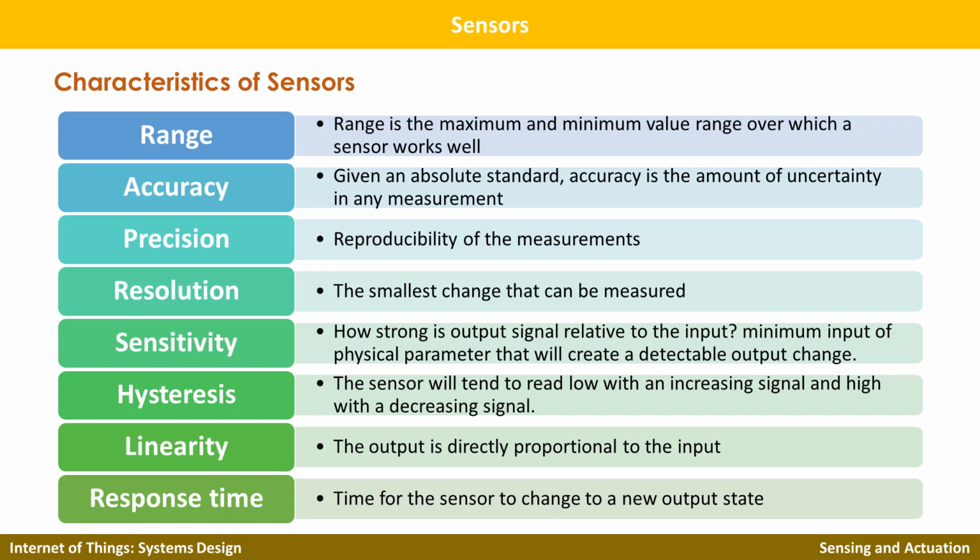The next characteristic is the linearity, which means the output is directly proportionate to the input. Not all the sensors actually follow linearity, but if it is following, that is really good. And then the response time: the time for the sensors to change to the new output state. So how long it takes to measure the temperature or humidity or pressure or whatever parameter you're measuring.